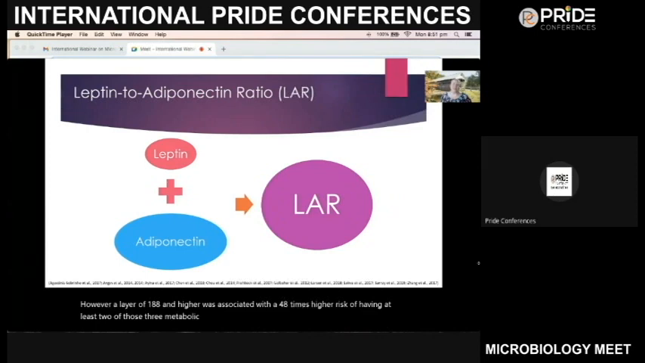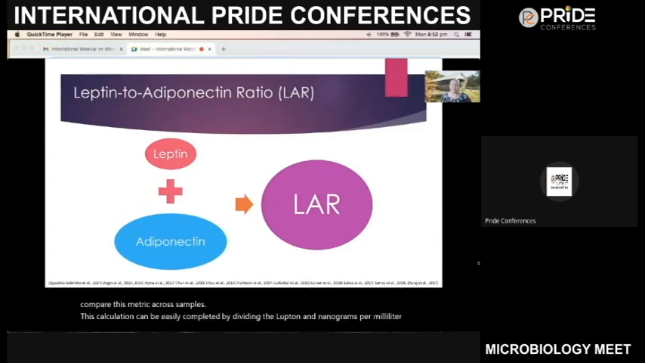In terms of inflammation, given that higher LARs are associated with more inflammation, it may be important to reduce high LARs to help treat and/or prevent inflammatory conditions. Of the studies that included measures of leptin and adiponectin, very few included the leptin to adiponectin ratio. Interventions that have small effects on leptin and adiponectin individually may have significant effects on the LAR. Adding the LAR calculation to future studies is important to compare this metric across samples. This calculation can be easily completed by dividing the leptin in nanograms per milliliter by adiponectin in micrograms per milliliter.